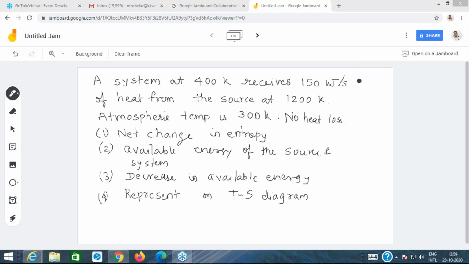So first thing is we need to calculate the entropy change. Let me ask you another question. What will happen to the entropy of the source, whether it will increase or decrease, and why? I'm waiting for your answer.